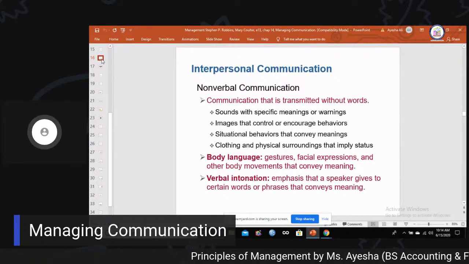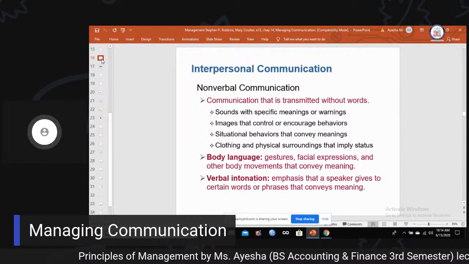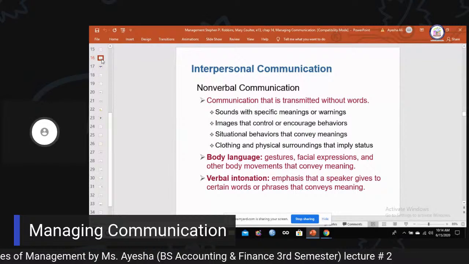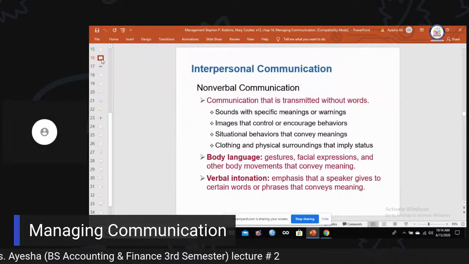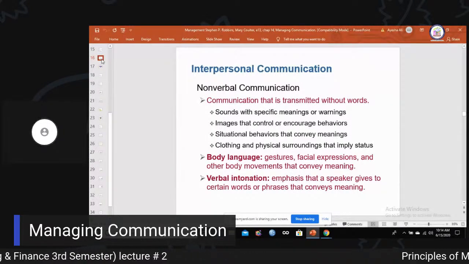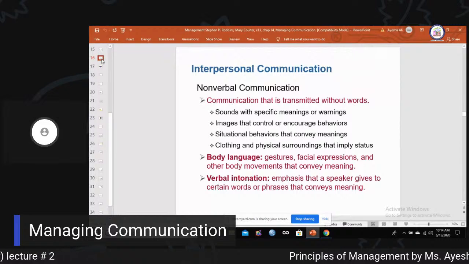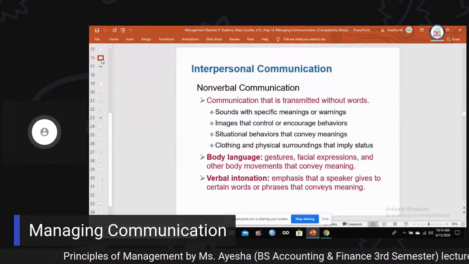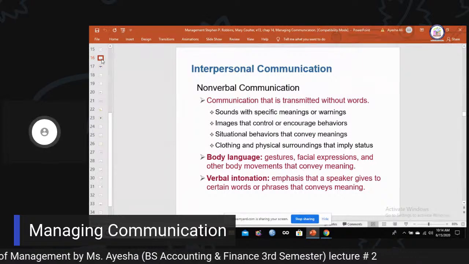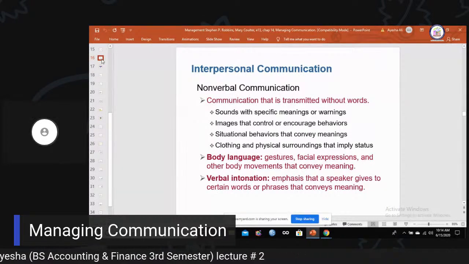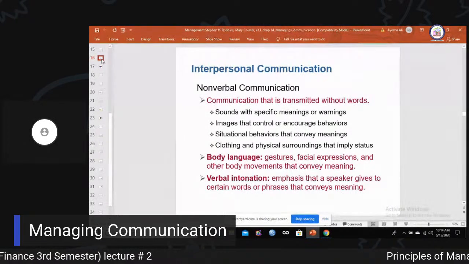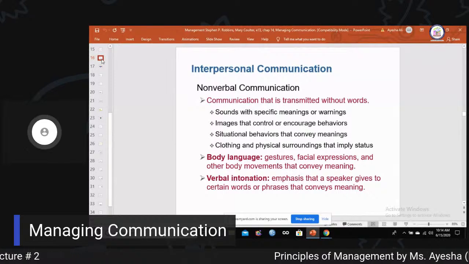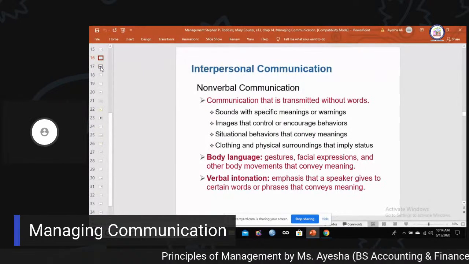Because he knows that if he does it again, maybe the boss or executive will fire him. So there is fear because of the way the person answers. The words are the same, but the tone affects the message. So the pitch of sound also affects the message, and it is also an example of nonverbal communication.